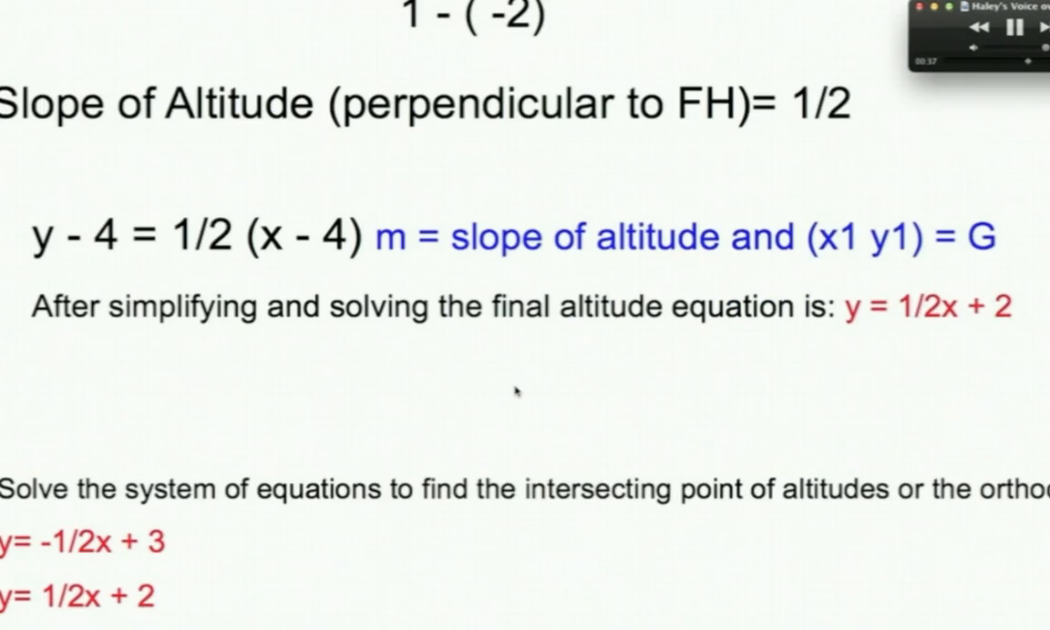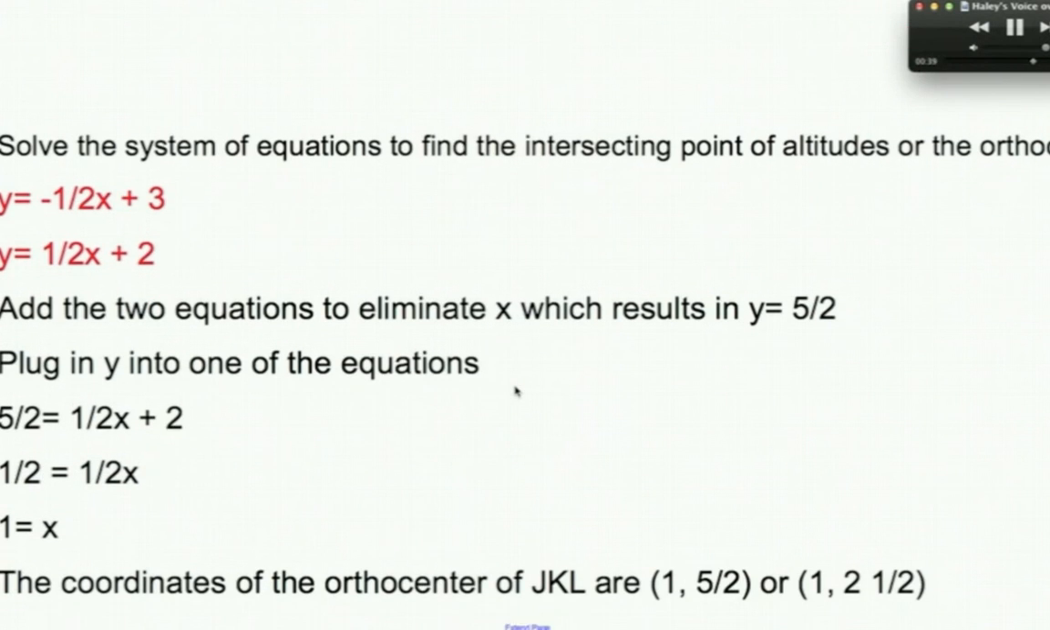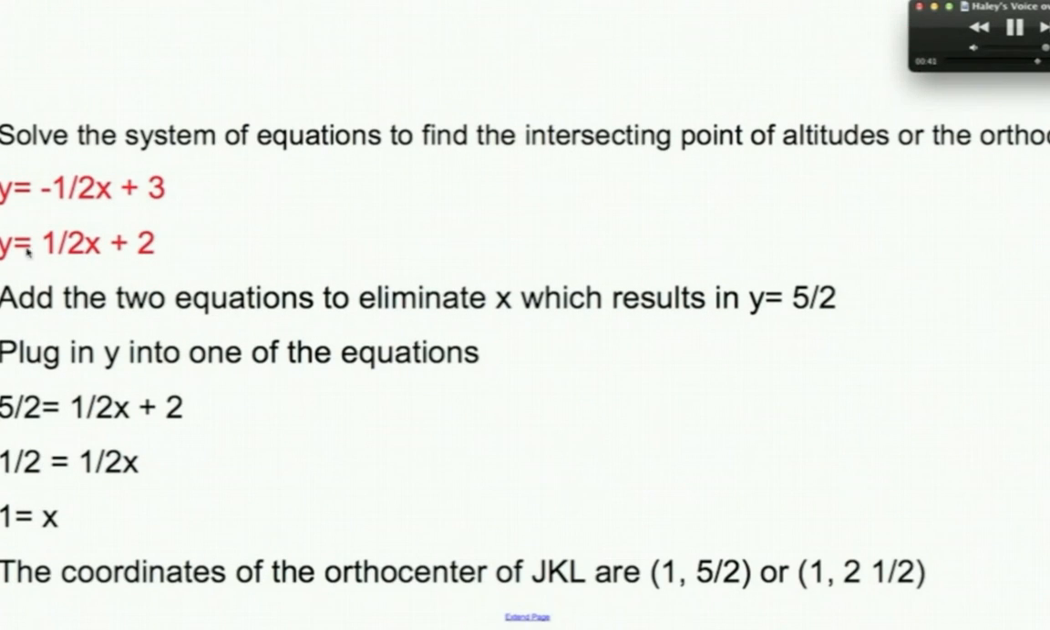After simplifying, the equations of these lines are y equals negative 1/2 x plus 3 and y equals 1/2 x plus 2. Solve the system of equations to find the orthocenter. First, you add the equations to eliminate the x. This gives you 5/2 for y. Plug in 5/2 for y into either equation to find x. The coordinates are 1 and 5/2.